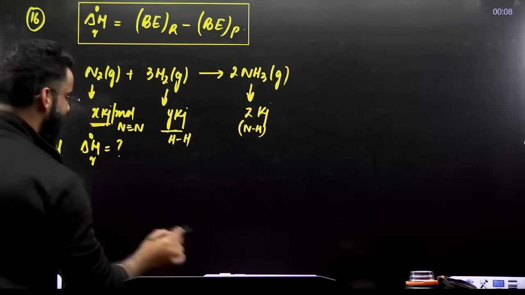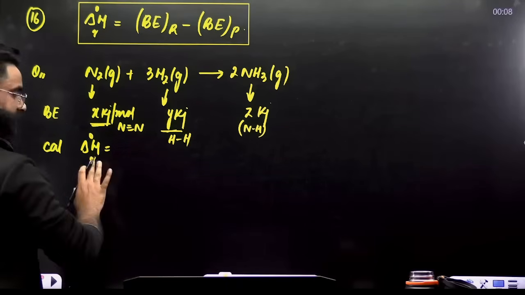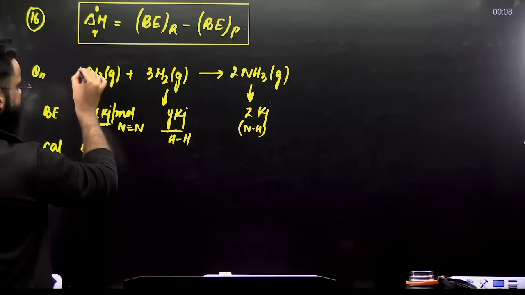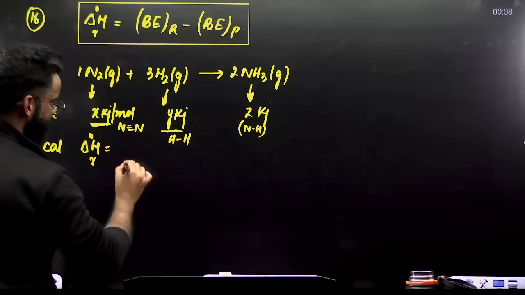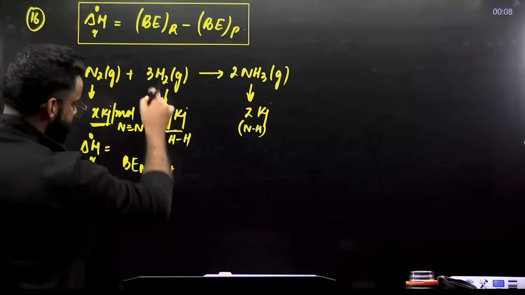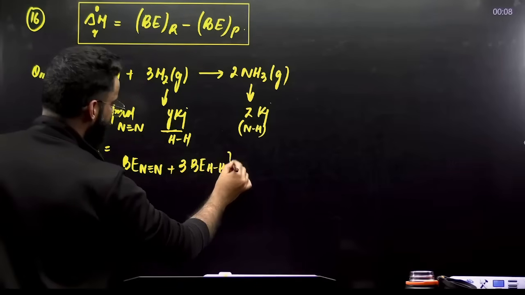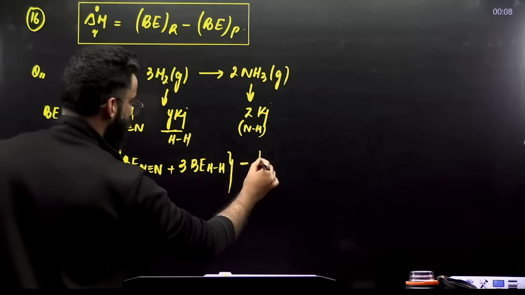Now, what do we have to calculate? We have to calculate the enthalpy of reaction. Enthalpy of reaction is equal to bond energy of reactants. Now, talk about reactants. Stoichiometric coefficient is 1, right? So I'll write the energy required to break N triple bond N, plus 3 times the energy required to break H single bond H. So this is your bond energy of reactants, minus, talk about the products.